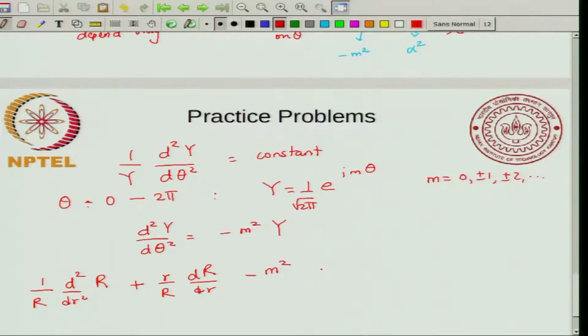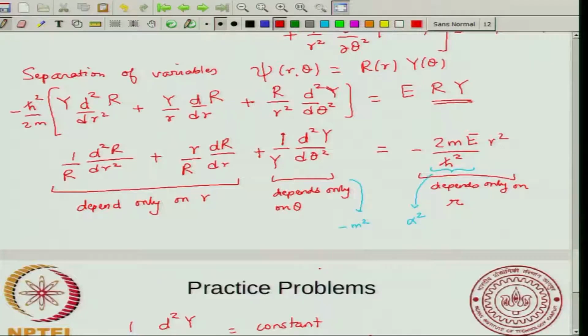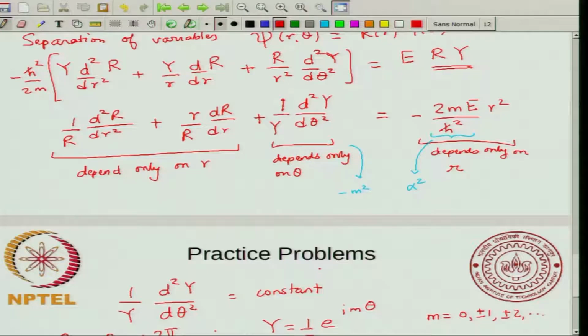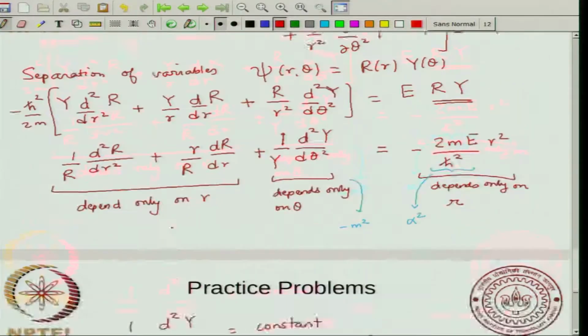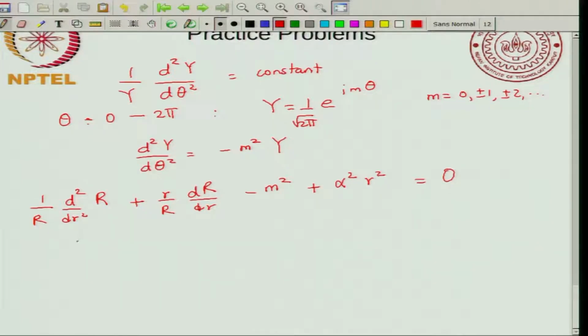And I'll bring the alpha to this side. So I'll just write this as alpha square r square, so plus alpha square r square equal to 0. So suppose I just multiply by capital R, then what I'll get is d square R by dr square, plus r dR by dr, plus r square, alpha square minus m square times R equal to 0.